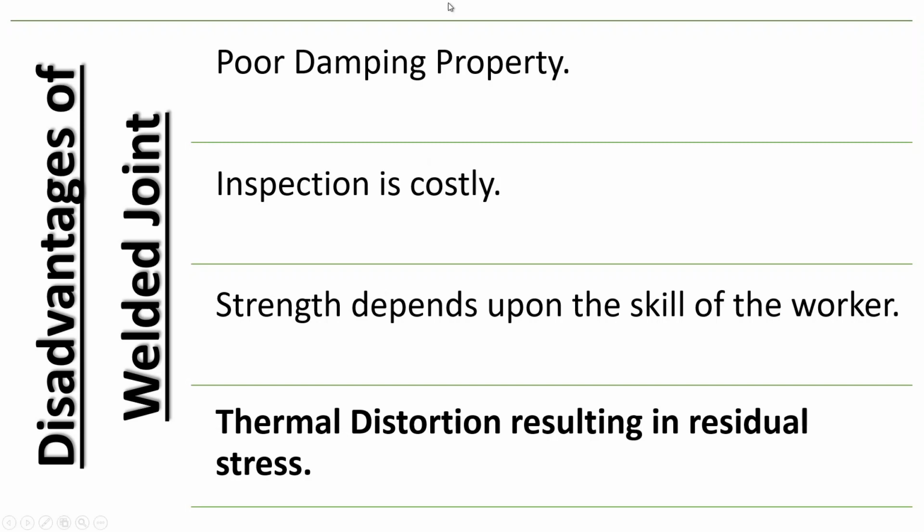The first disadvantage of the welded joint is the poor damping property. In case of welded joints, we have very poor damping properties. Therefore, where the vibration levels are very high, we cannot use a welded connection. For example, in case of a bridge, we cannot use a welded connection to join two components of the bridge. The first reason is that the vibration levels at the bridge are very high, and since the welded connections have a very poor damping property, the joint may break.